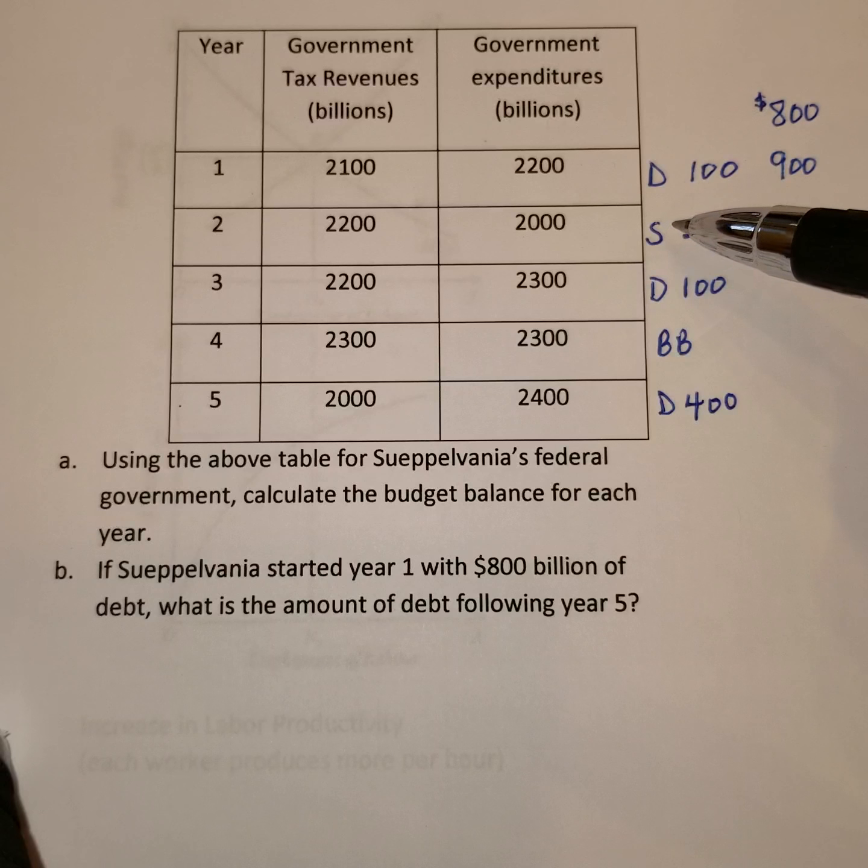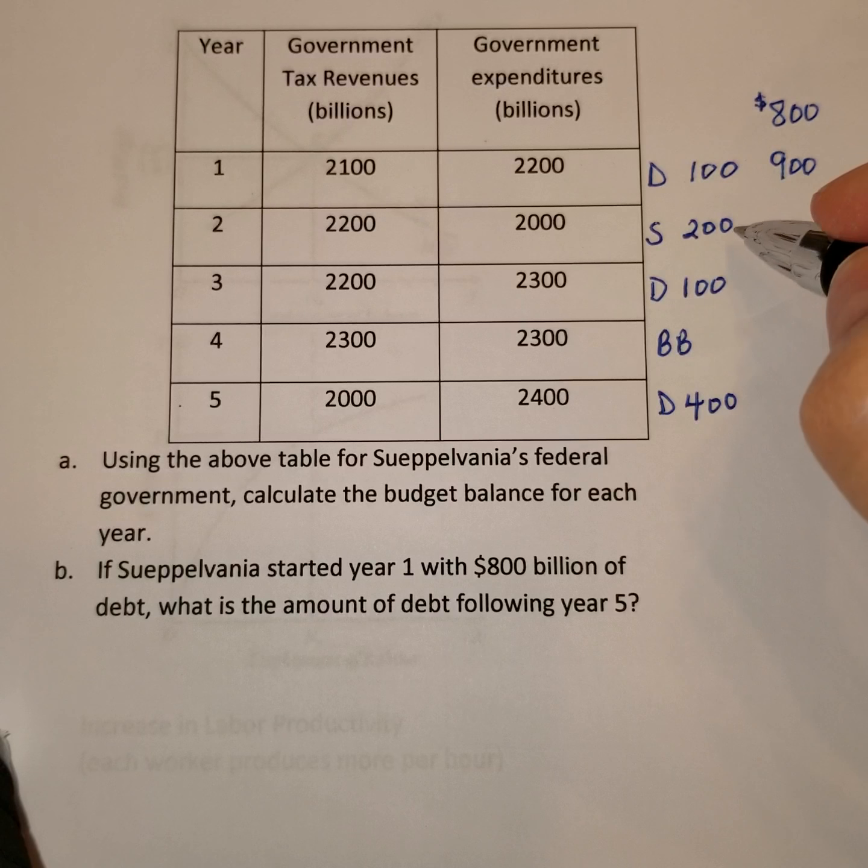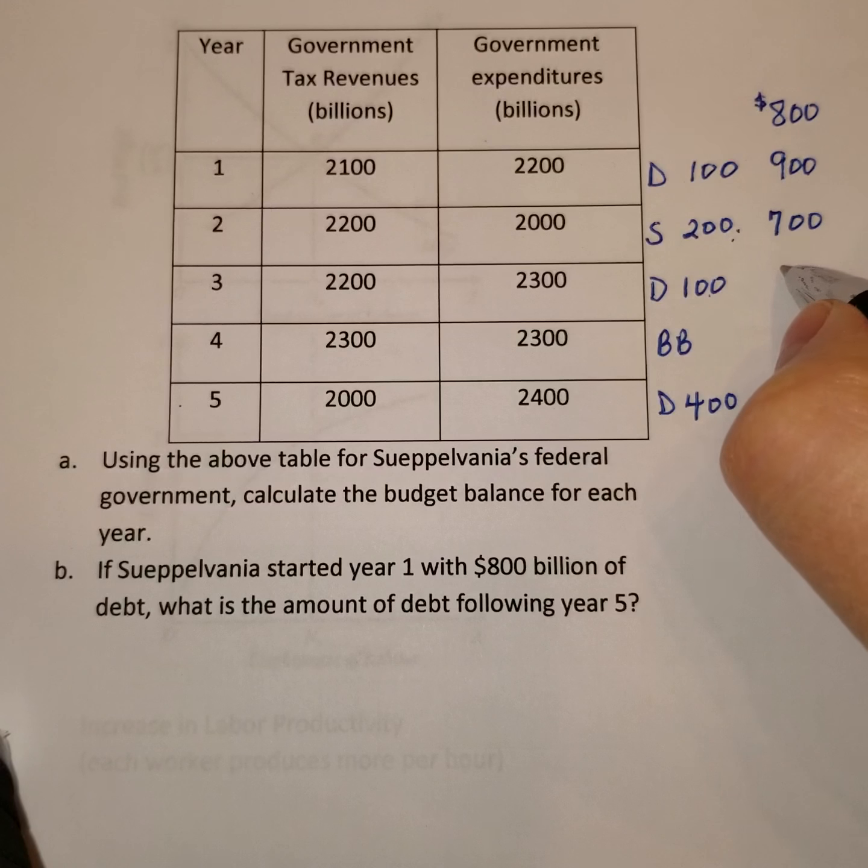Now a surplus means we brought in more money than we spent, so that can pay down the debt. So we're going to subtract surpluses from the debt. So 900 minus 200 is 700. Deficits, again, we're borrowing more money, so now we have to add that to the debt. So the 100 plus the 700 is 800.